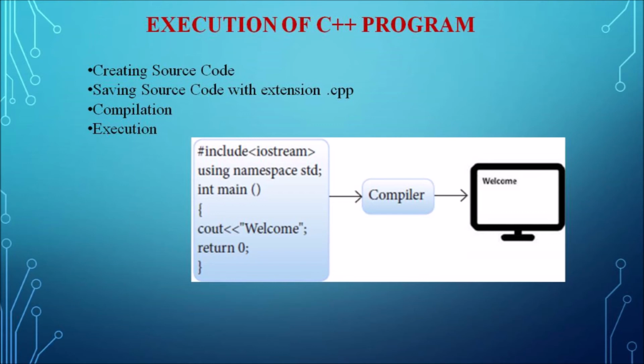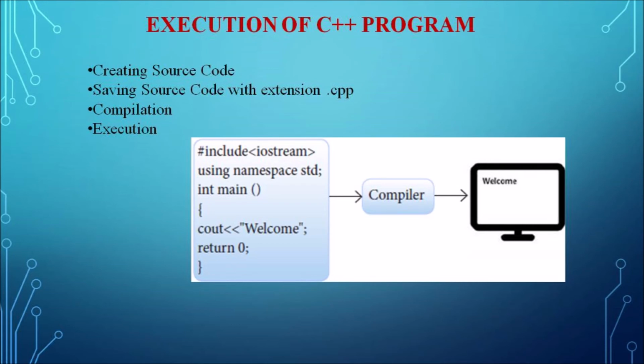And the last step is execution. This is the final step of a C++ program. In this stage, the object file becomes an executable file with the extension .exe. So first the extension is .cpp, then it is converted to a machine readable object file with the extension .obj, and while execution, the extension changes to .exe.